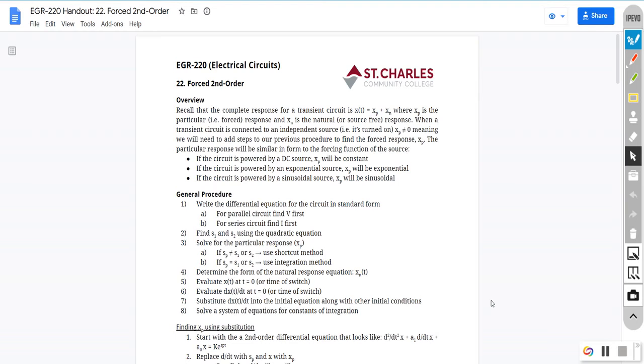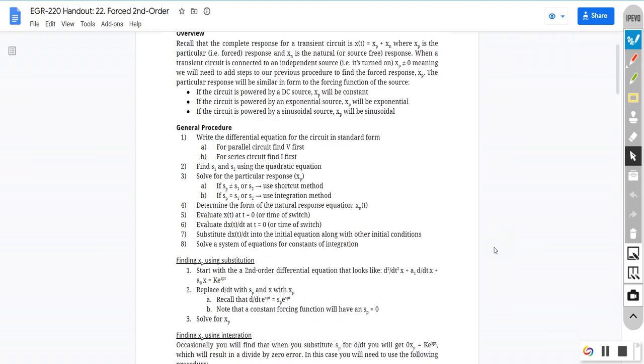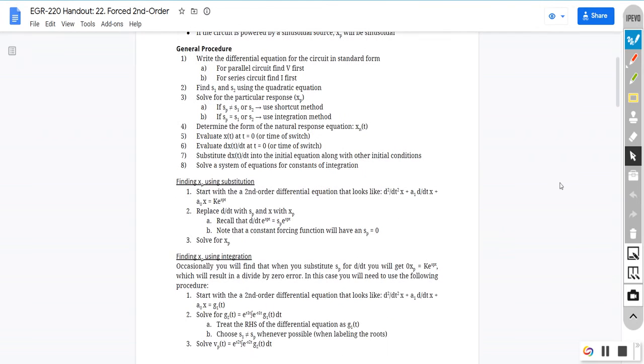In this video we will be looking at how to find the particular response of a second order linear differential equation. Those are going to look something like this, where we're going to have a second order derivative right here, this guy, as our highest order. And we're going to try to model the response as Ke to the SPT, and then we can either use substitution to do it, or we can use integration if substitution is not possible.